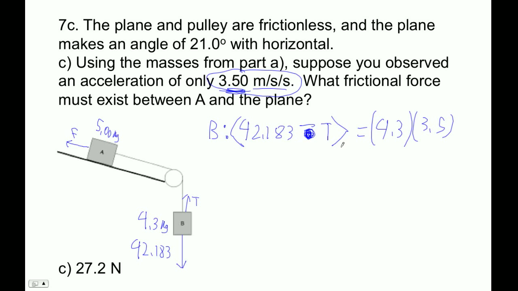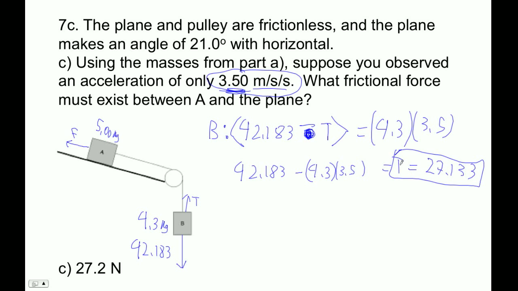So therefore, I guess what we do is we say that T is 42.183 minus 4.3 times 3.5 equals T. So what does that equal? So this guy minus 4.3 times 3.5, 27.133. Okay, hey, I definitely feel good about this, right? So now, oh, no, but that's not the answer.